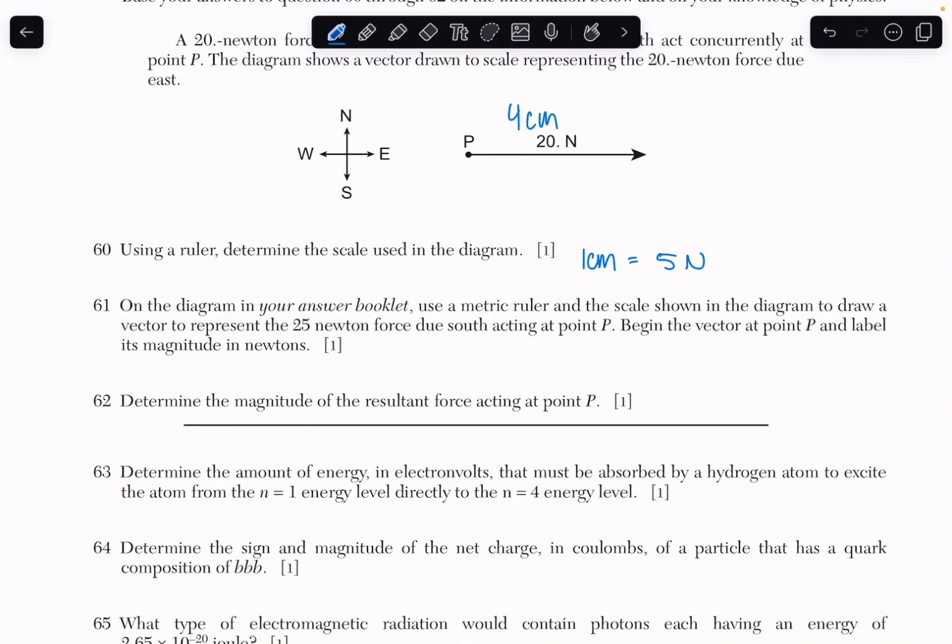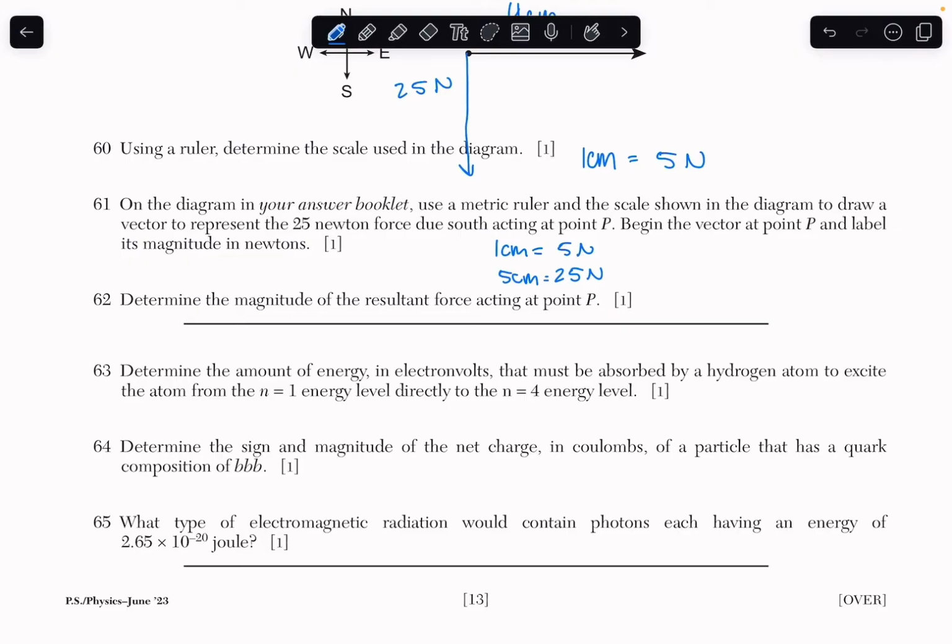61. On the diagram in your answer booklet, use a metric ruler and the scale shown in the diagram to draw a vector to represent the 25 Newton force due south acting on point P. Begin the vector at point P and label its magnitude in newtons. I'm not going to do everything on the answer booklet, I'm just going to do it here. It should look something like this. Remember to label it 25 newtons. And maybe it should be a little bit longer, because this has to be about 5 centimeters. Remember our scale, 1 centimeter equals 5 newtons. If it's 25 newtons, then it should be around 5 centimeters.